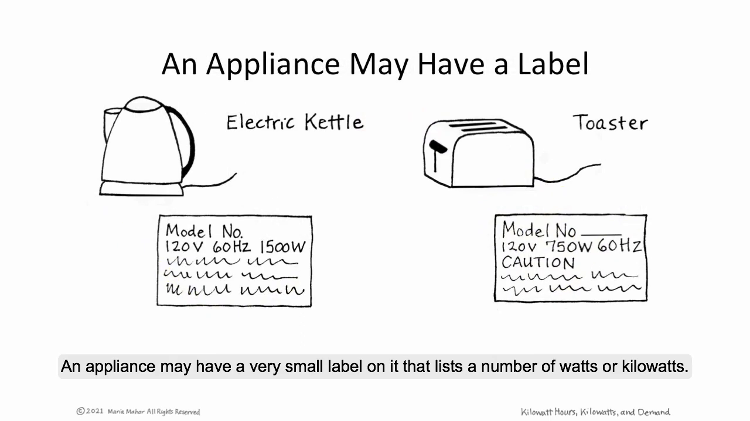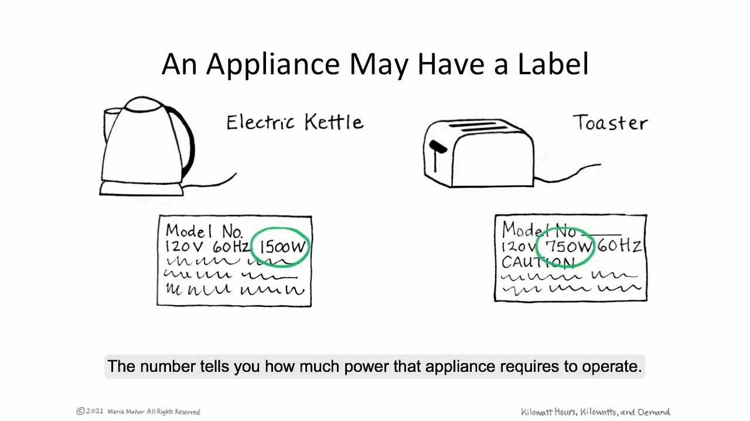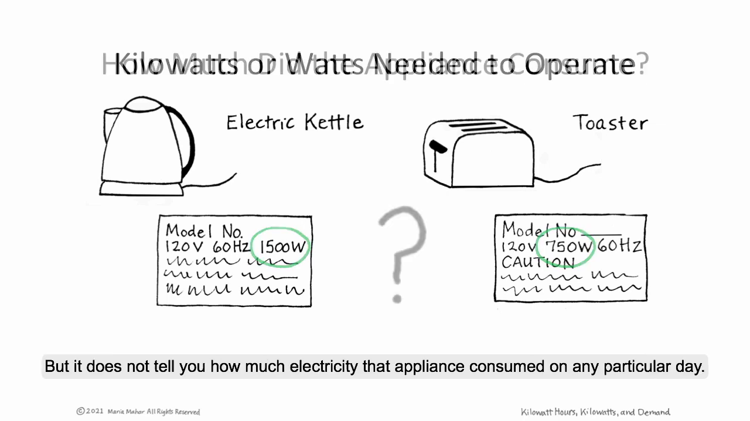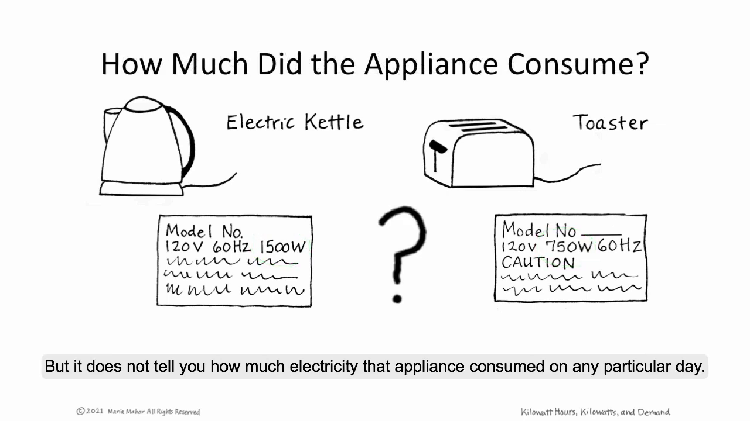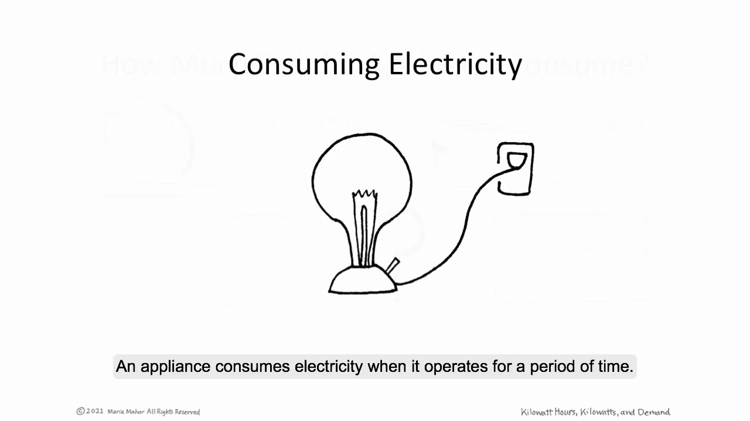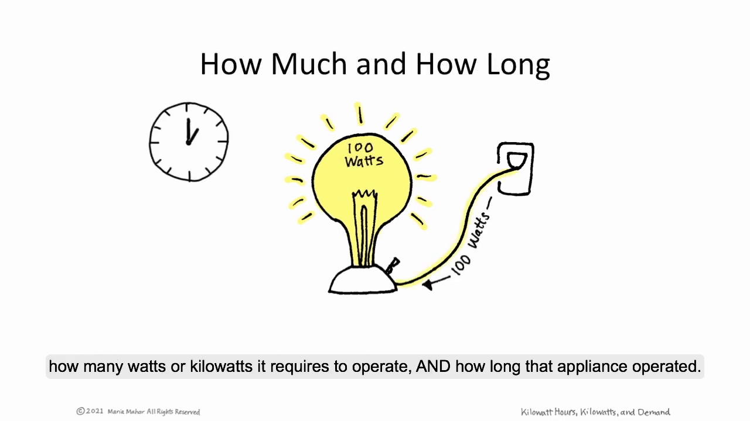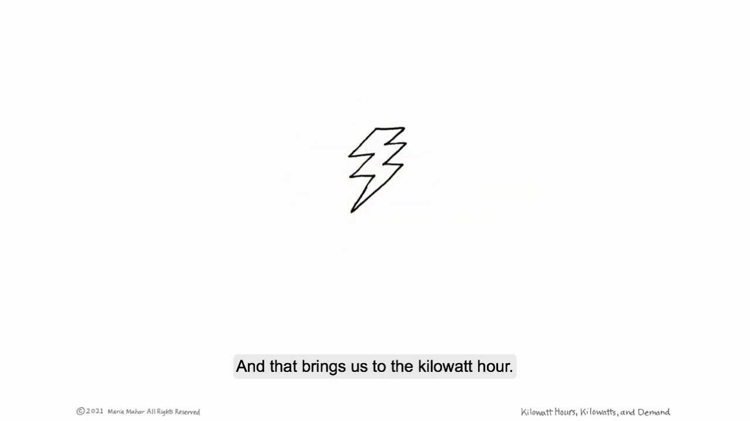An appliance may have a very small label on it that lists a number of watts or kilowatts. The number tells you how much power that appliance requires to operate, but it does not tell you how much electricity that appliance consumed on any particular day. An appliance consumes electricity when it operates for a period of time. To know how much electricity an appliance consumed, you have to know both how many watts or kilowatts it requires to operate and how long that appliance operated. And that brings us to the kilowatt hour.